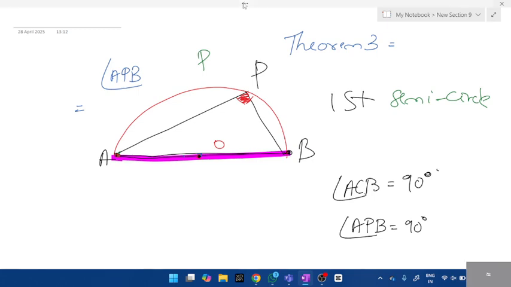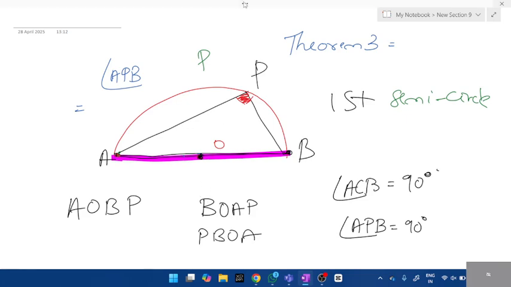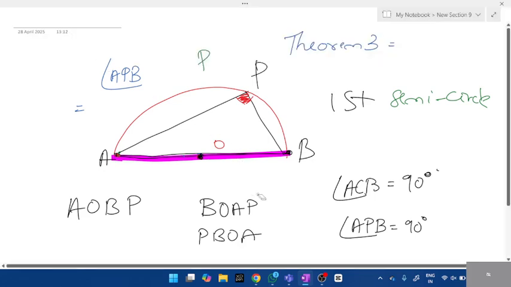Okay, can you tell me the semicircle? Where is the semicircle found? How do you name the semicircle, students? What are the points touching the semicircle? A, O, B, and P. A, O, B, P is the semicircle. Or you can name it B, O, A, P. Even that is fine. Or P, B, O, A. All the points touching the circumference, we call it a semicircle. So this is the third theorem.